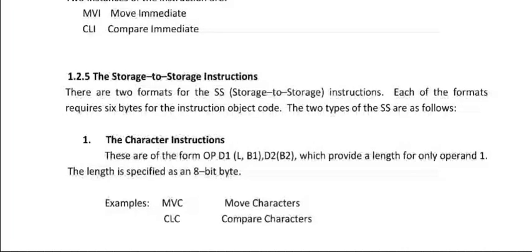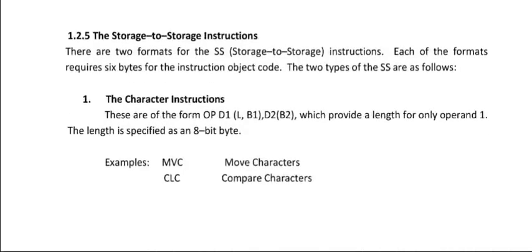Here you see there are 2 base registers and also 2 displacements, which provide a length for only one operand. The length is specified as an 8-bit byte. The examples for the character instruction storage to storage format are MVC, which helps you to move the characters, and CLC, which is used to compare the characters.